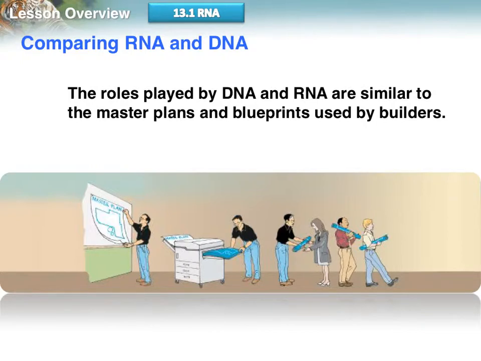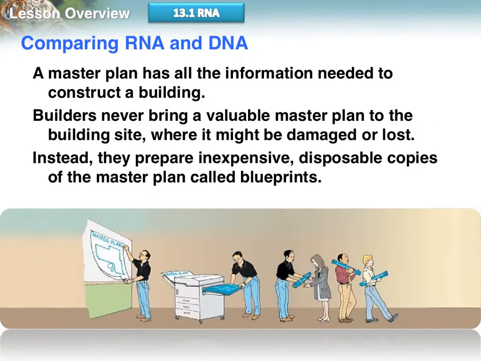The roles played by DNA and RNA are similar to a master plan and a blueprint used by builders. The master plan has all the information needed to construct a building, but builders never bring the valuable master plan to the building site because at the building site it might get damaged or lost. So instead they get inexpensive disposable copies called blueprints. This is similar to the DNA and the RNA, where the DNA is the master plan and the RNA is the blueprint.